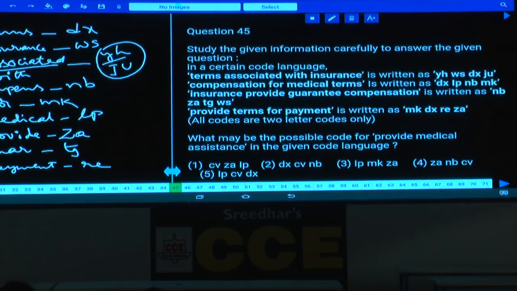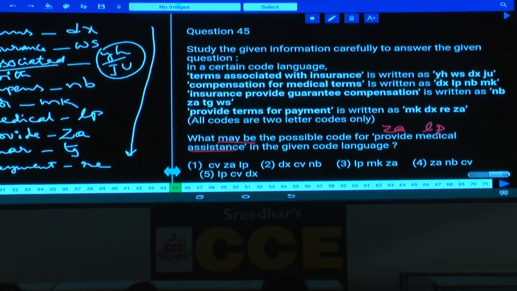Then question number 45, what may be the possible code? Maybe means it is a possible code for provide medical assistance. Provide, what is the code to the word provide here? ZA, and medical, medical is LP, and assistance there is no word here. And the code to the word assistance should be any code other than the given codes, isn't it? It can be the code. Though we cannot definitely say it will be the code, but as the code to the word assistance could be any code other than the given.